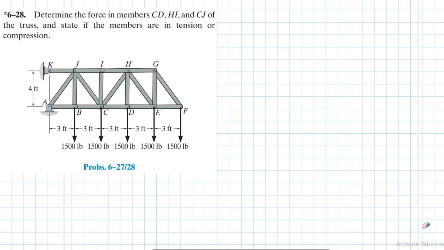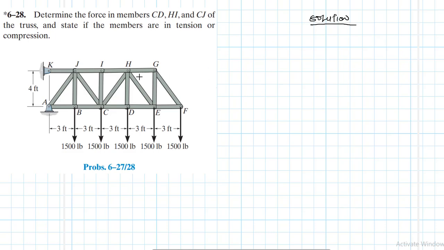The problem reads, determine the force in members CD, HI, and CJ of the truss and state if the members are in tension or compression. This problem is coming from the Engineering Mechanics Statics textbook, 13th edition by R.C.